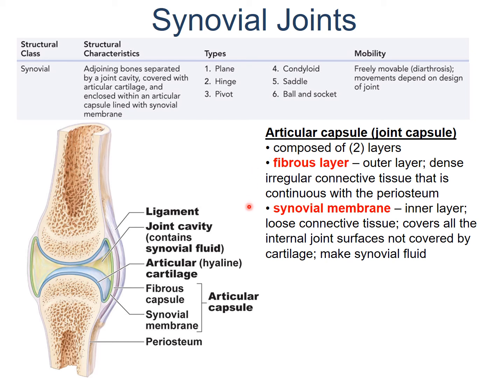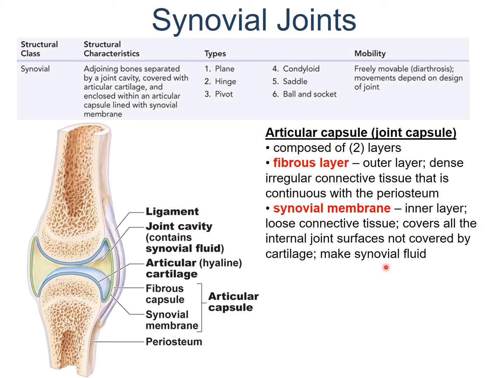Deep to the fibrous layer is the synovial membrane, so it's the inner layer, and in this picture, it is the green line. That's the synovial membrane, okay? It's the inner layer. It's composed of a loose connective tissue, and it covers all the internal joint surfaces not covered by cartilage. Really need to note that this is what makes the synovial fluid. The synovial membrane makes synovial fluid.